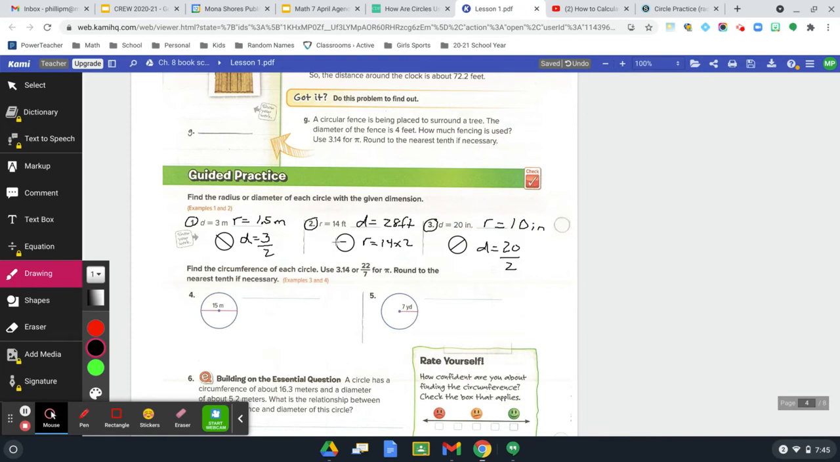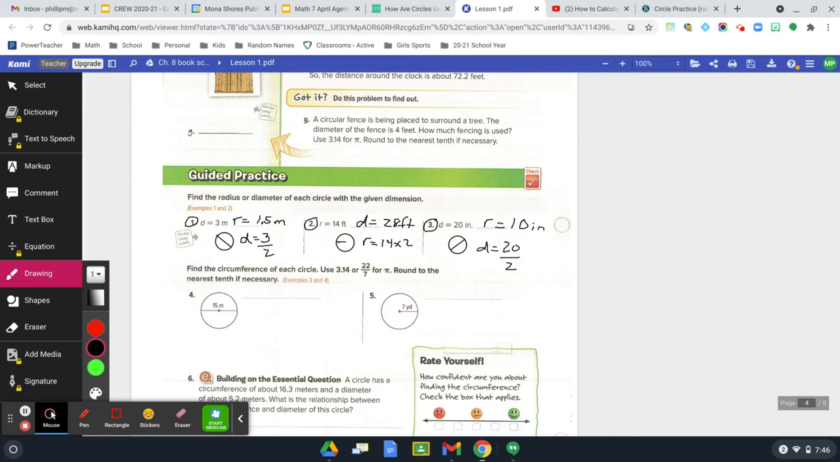Number 2, you're given the radius of 14 feet. You need the diameter, so you need to double that amount. And so the diameter on that circle from one end to the other is 28 feet. Number 3, the diameter is 20 inches. And since you have that, you want to cut that in half, divide it by 2, and find the radius of 10 inches.